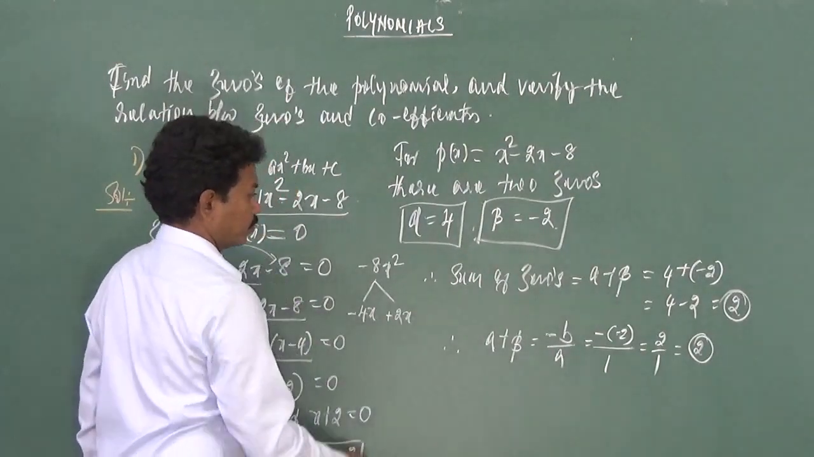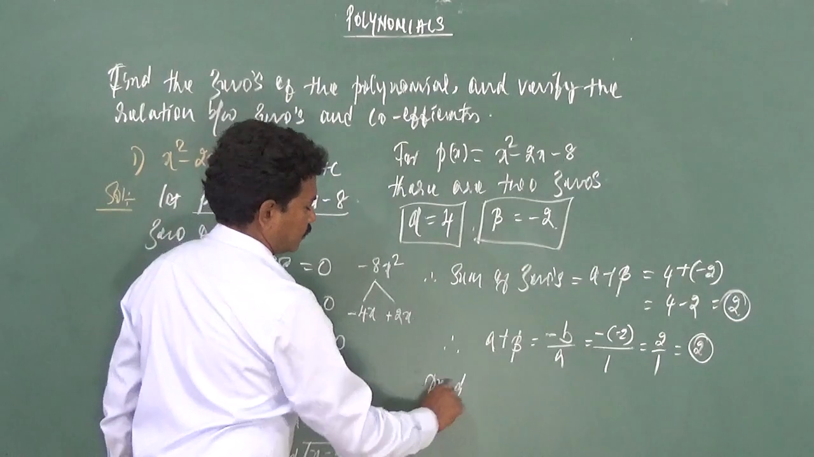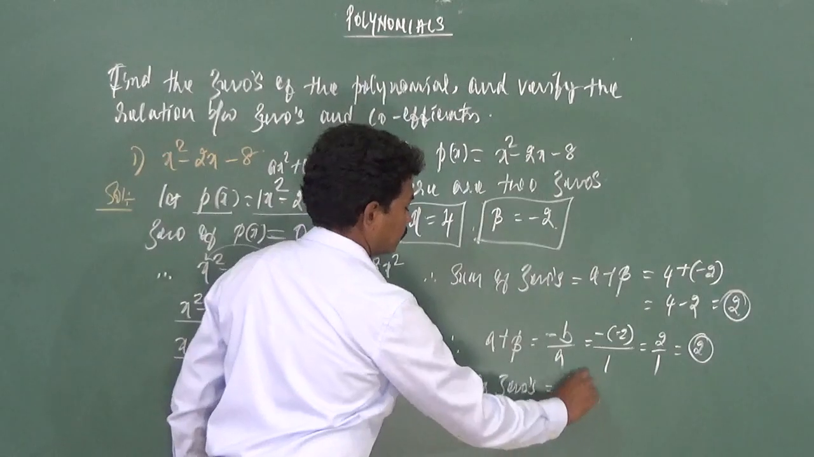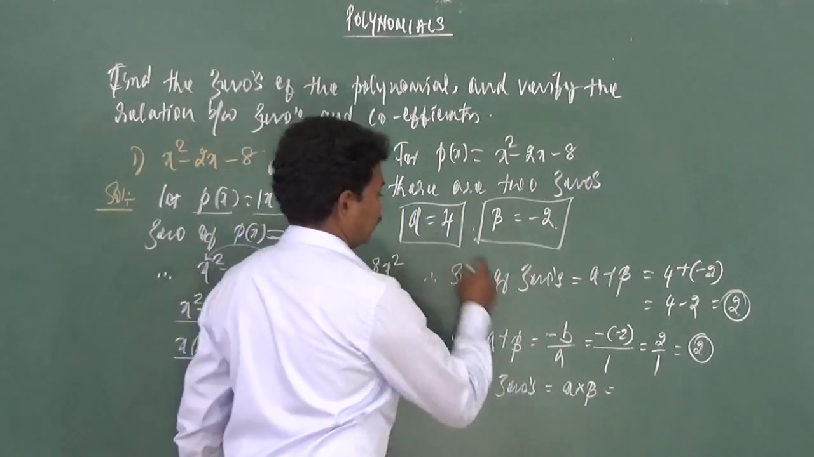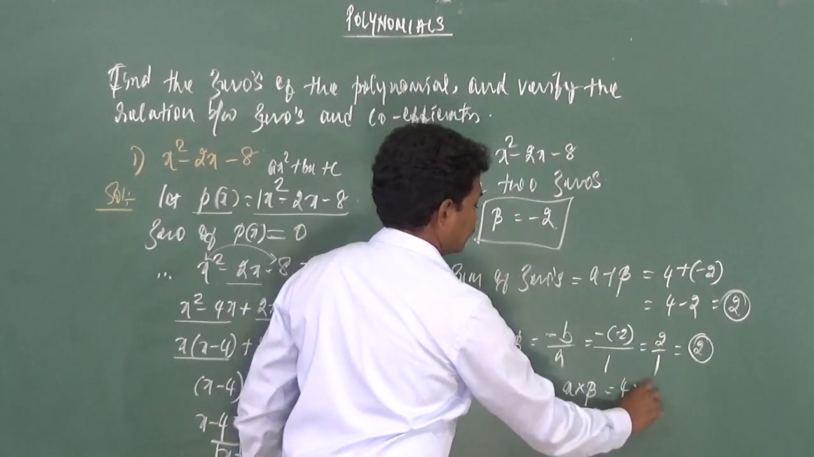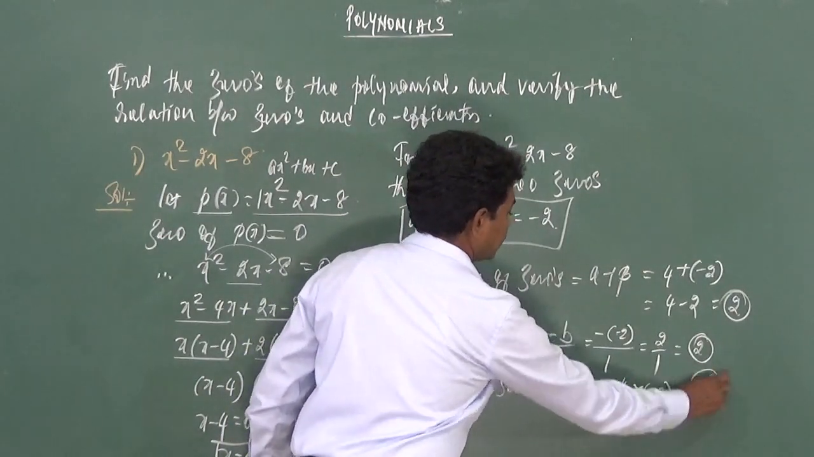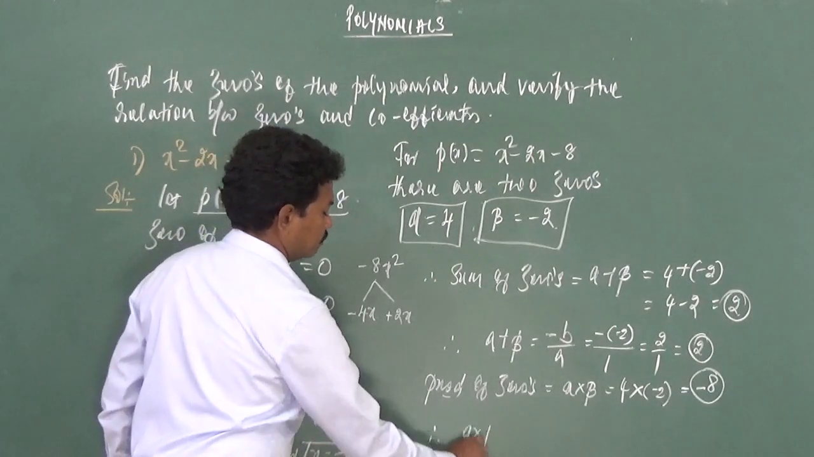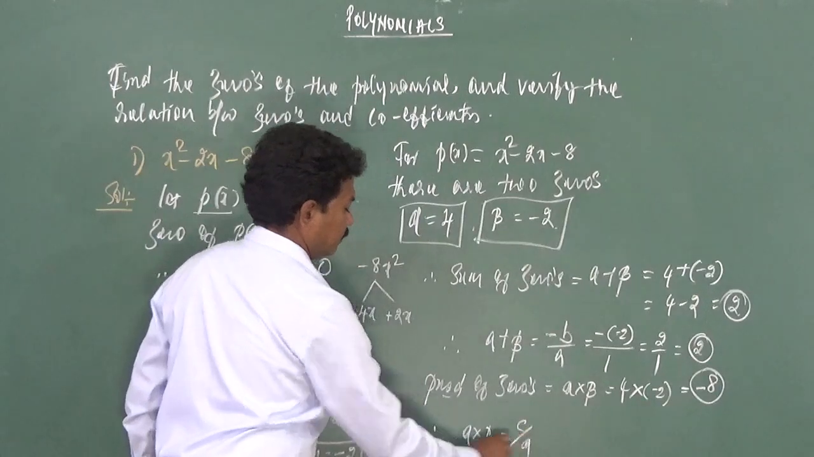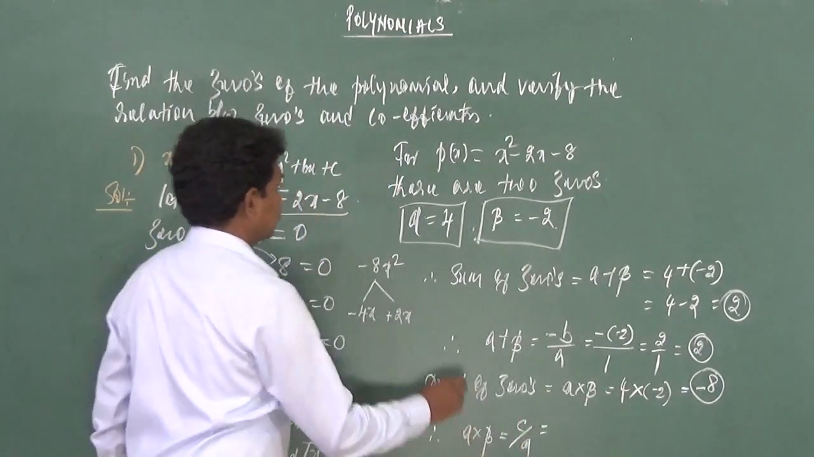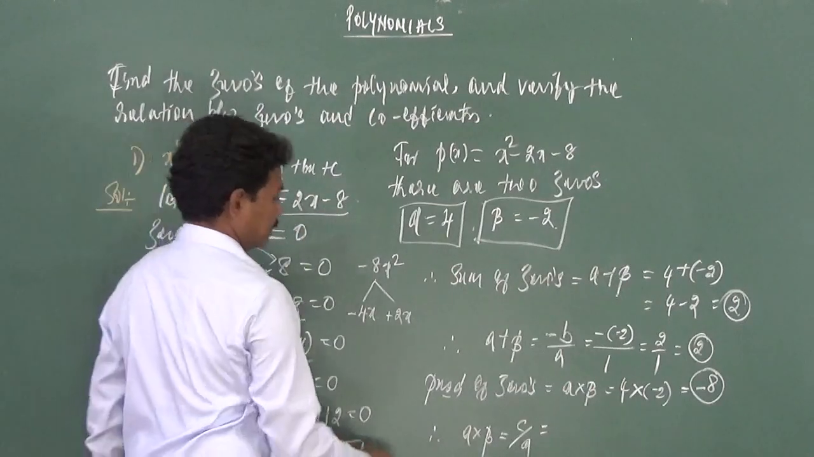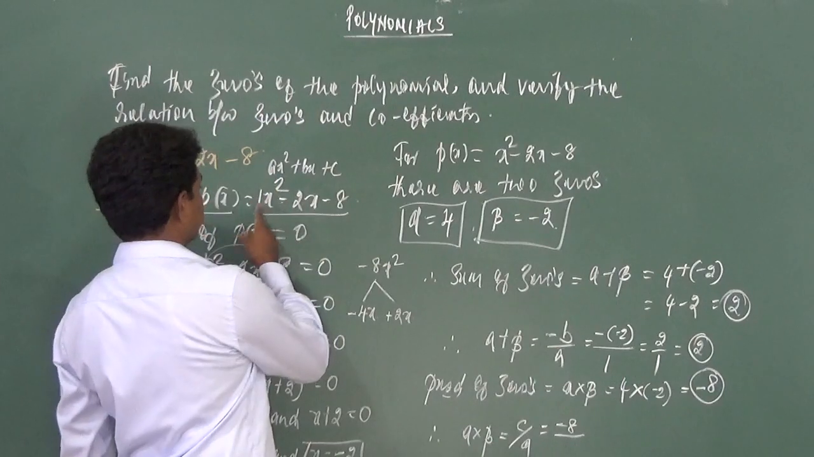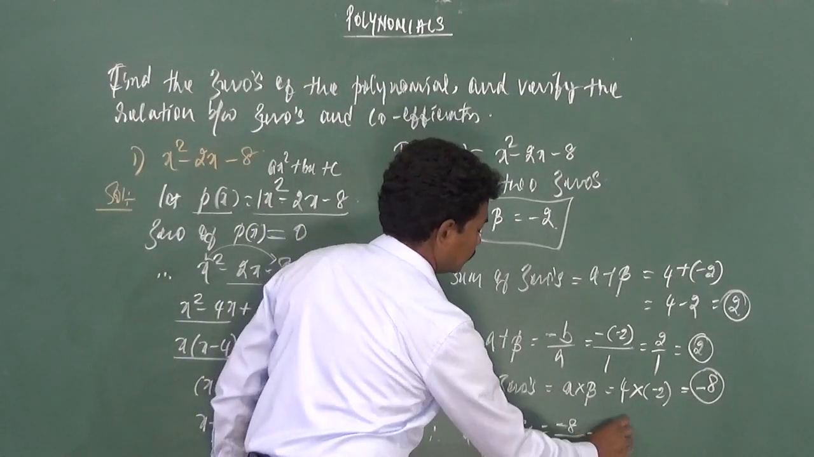So let us go with the product of zeros. The product of zeros is equal to alpha into beta. Alpha is 4 into beta is minus 2, which is equal to minus 8. We have got that. So let us go with the coefficients. Alpha into beta is equal to c by a. You know the shortcut of that. So c, you have to compare here, c is minus 8. So minus 8 by a, the coefficient of x square, that is 1. So that is equal to minus 8.